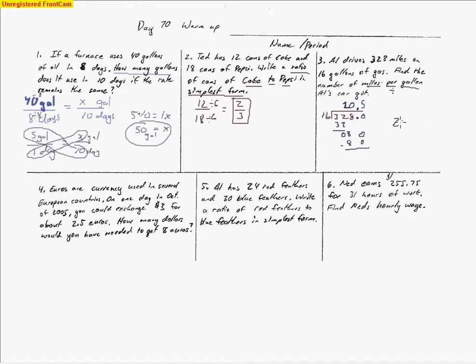But you have to write it in the ratio, and you have to have the correct units there as well. So it's 20 and 5/10 miles per gallon is what we'd end up writing there.